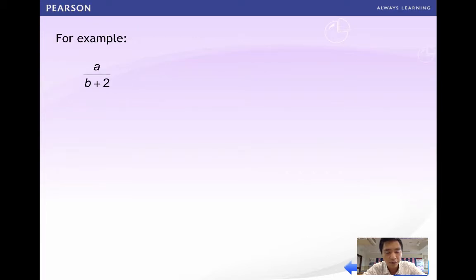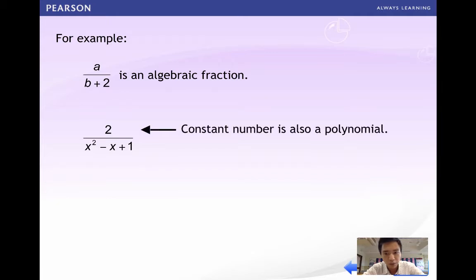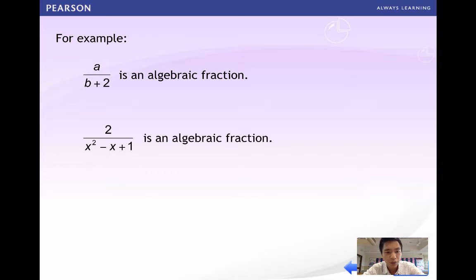Look at these examples. This is a over b plus 2. So a is a polynomial, b plus 2 is also a polynomial. So it is an algebraic fraction. How about this? 2 over x squared minus x plus 1. 2 actually is a polynomial, even though it is a constant number. This one, x squared minus x plus 1, is also a polynomial. So this is an algebraic fraction.